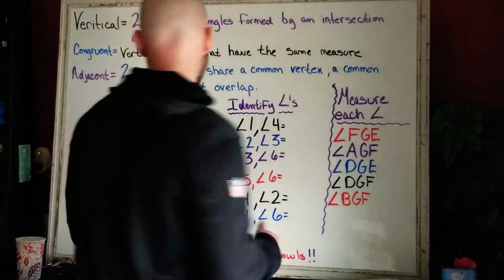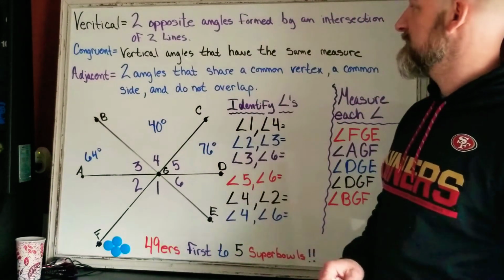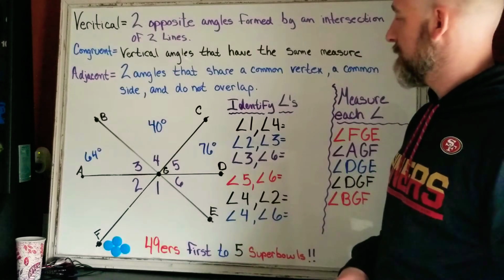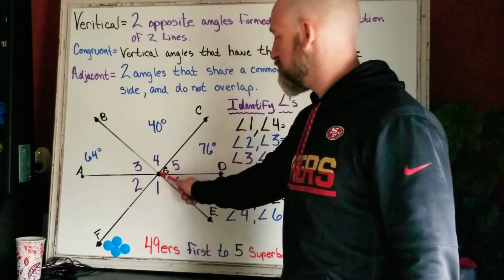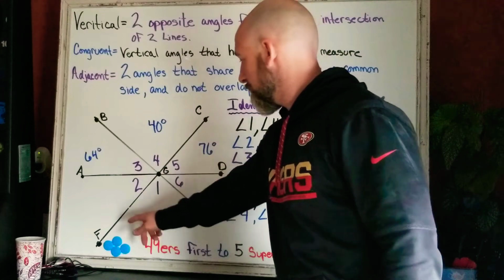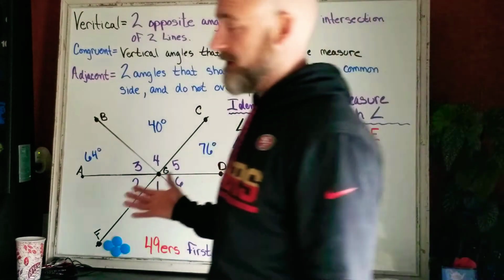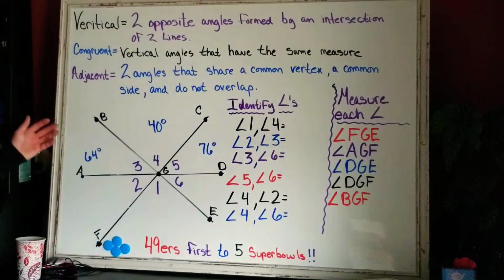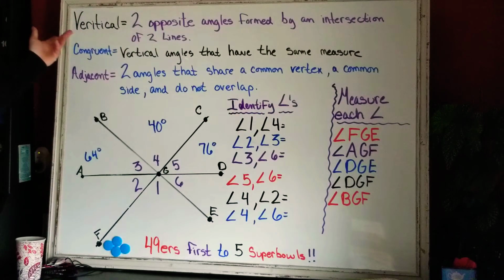And adjacent, same thing. Two angles that share a common vertex, a common side, and do not overlap. So the vertex would be FG to E and DG to E. So these share a common vertex of G. So this angle and this angle would be adjacent to one another. They're right next to each other. So if we look at this big mess of complicated numbers, signs all over, we're going to try to identify the angles as vertical or adjacent.